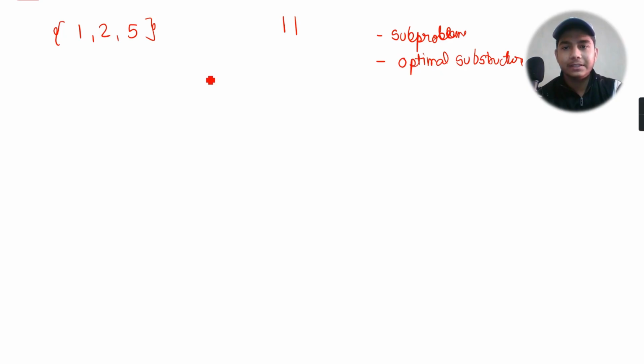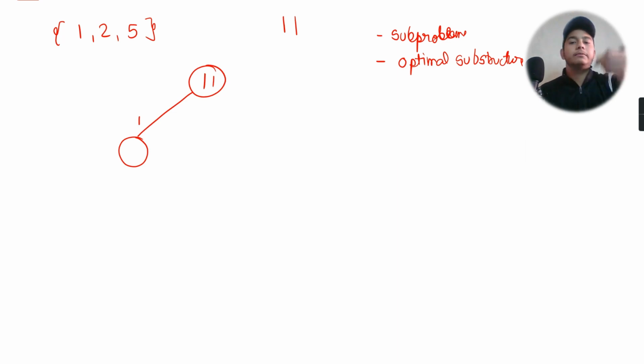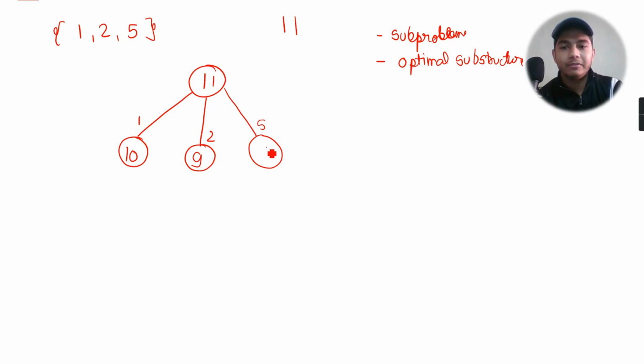So for 11, let's say we start with 11 here, right? What are the ways that you can reach it? Either you can use a 1 rupee coin. If I use a 1 rupee coin, what is left with me? What is left is 10, right? Now you have to get the sum of 10. If I use a 2 rupee coin, the sum I will be left with is 9, right? And if I use a 5 rupee coin, I will be left with 6, right?